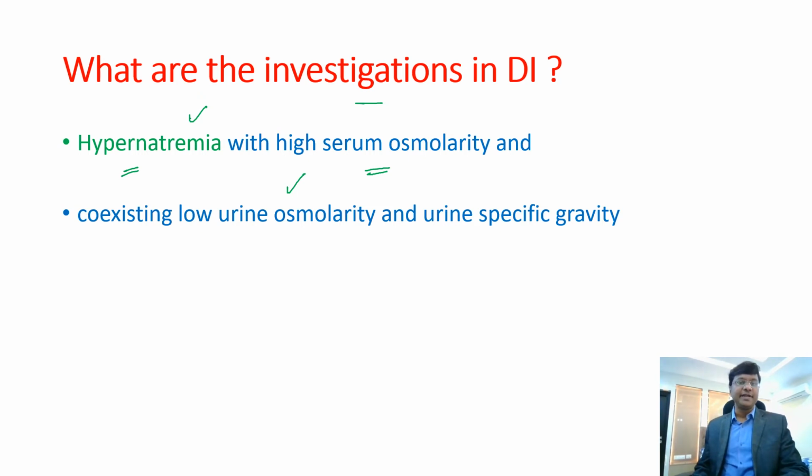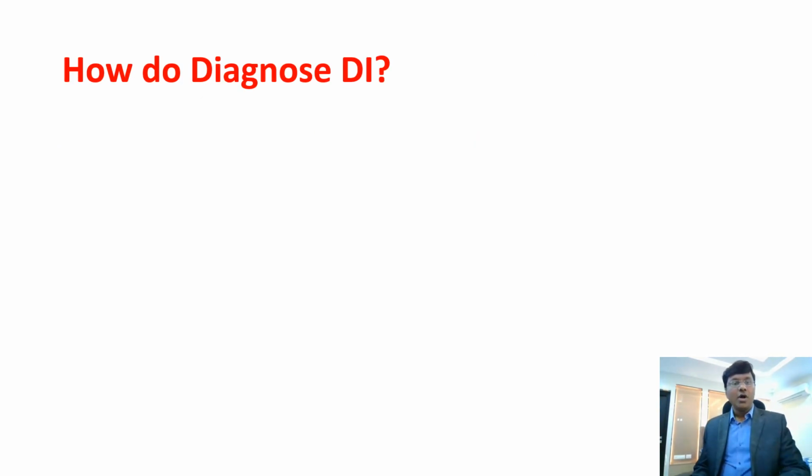Urine osmolality will be reduced and urine specific gravity also will be reduced. Why? Because there is excess amount of water in the urine. So these are the baseline investigations in diabetes insipidus. And how do you confirm the diagnosis of diabetes insipidus?